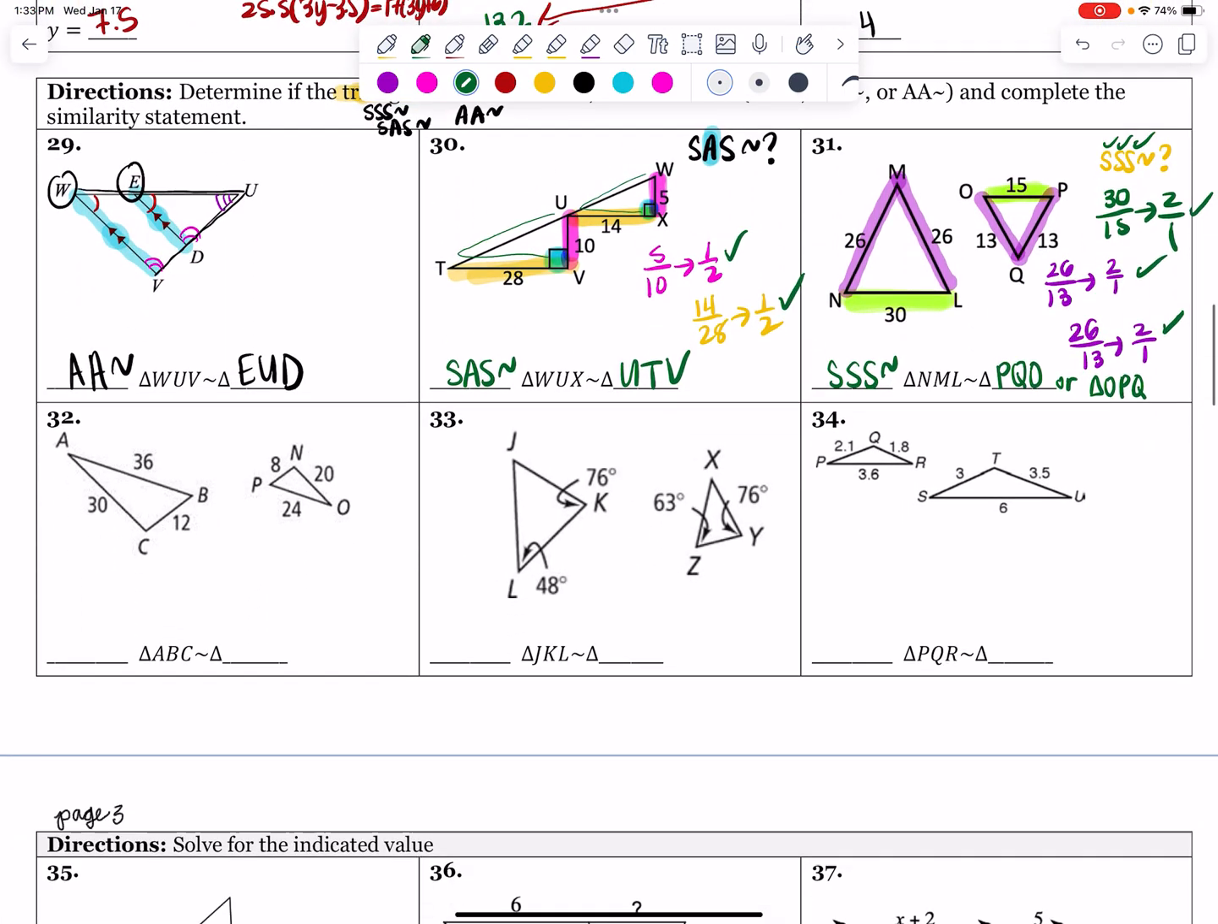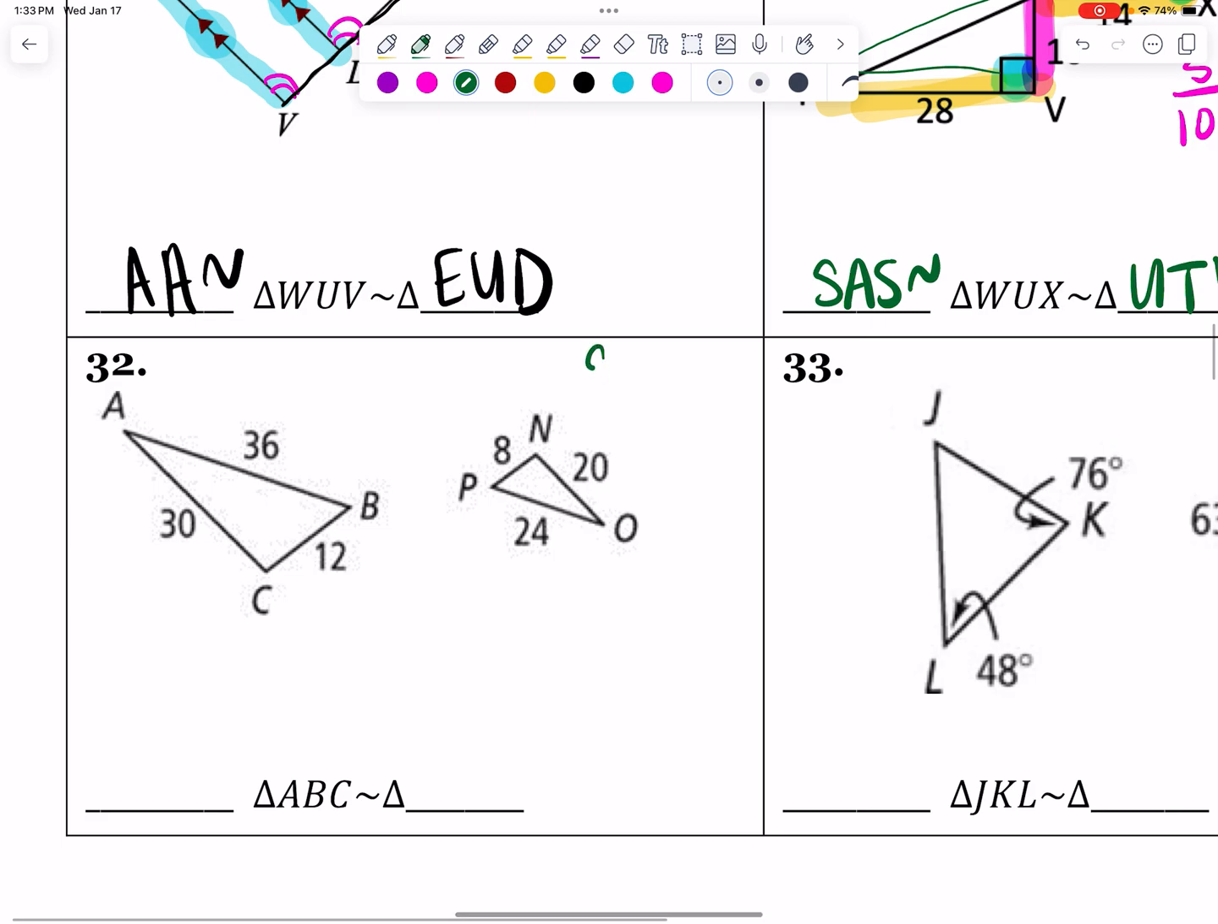All right, let's check number 32. Number 32 appears to be side-side-side, but I'm going to put a question mark there because we need to check the corresponding pieces. So 12 is the smallest piece, so it's going to correspond to the 8. Let's write that out real quick. 12 over 8 is going to reduce to 3 over 2. Okay? And then I'm going to check the next piece.